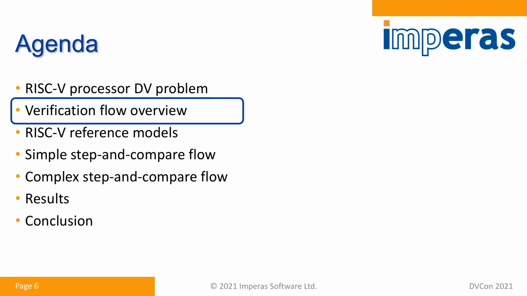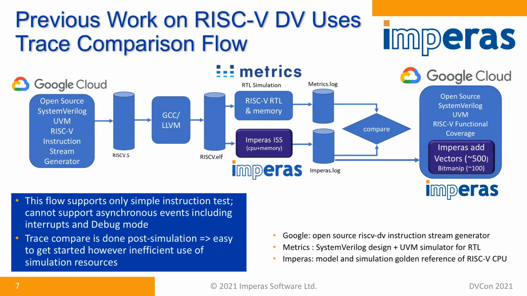So now let's talk about verification flows that we've seen in the RISC-V community. Previous work on RISC-V uses primarily trace comparison flows. In this case, last year at DVCon, we presented together with Google and Metrics a paper showing one of these trace comparison flows with the Google open source instruction stream generator using the Metrics RTL simulation.